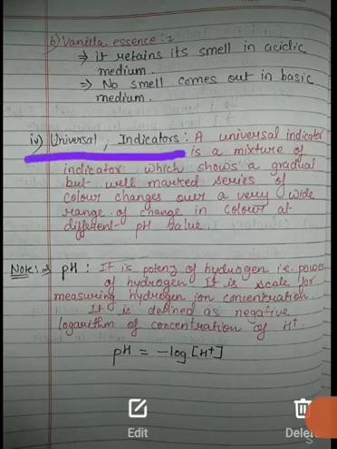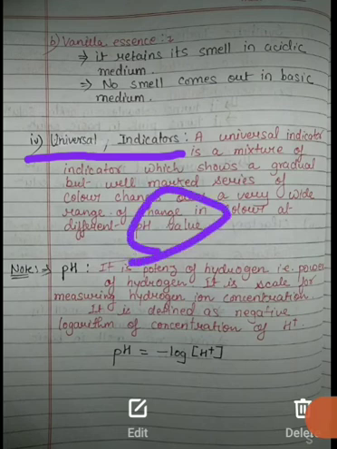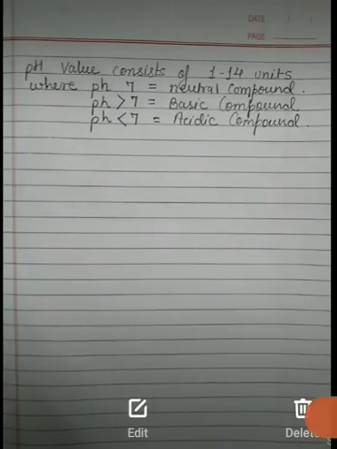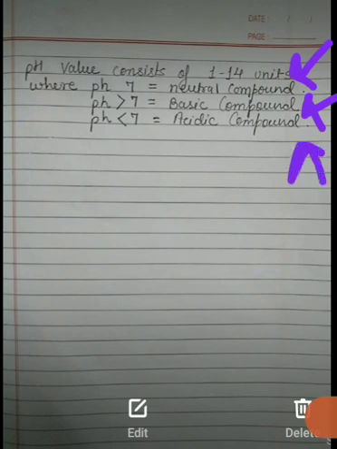So it is spread over a wide range, that is, it shows different color changes from orange, red, blue to dark blue, and it also tells about the strength of acid and base on the basis of pH value. Okay, and what is this pH value? That is, if pH is equal to 7, the compound is neutral. If pH is greater than 7, the compound is basic, and if pH is smaller than 7, the compound is acidic. So class, this is all about today's lecture.